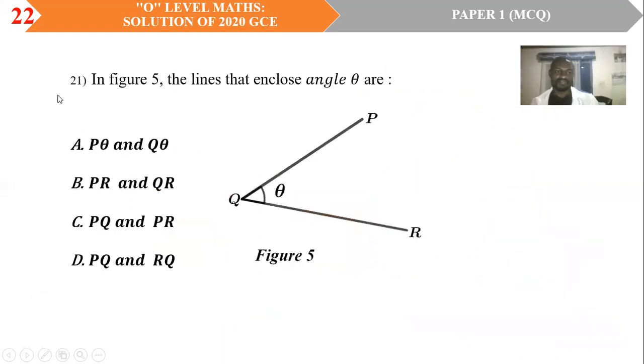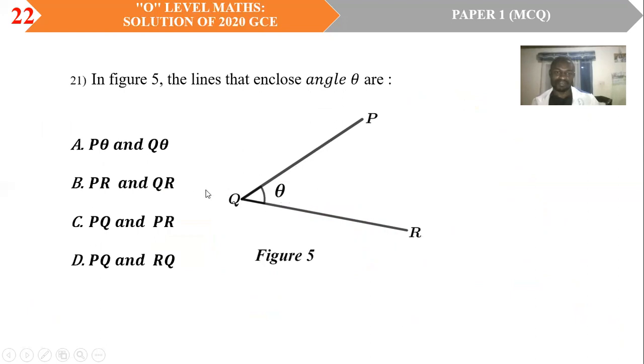Question 21. In figure 5, the lines that enclose angle theta are? This is the angle theta. The lines are actually line segments, please. We have here P and we have here R. O, P, Q, and R.